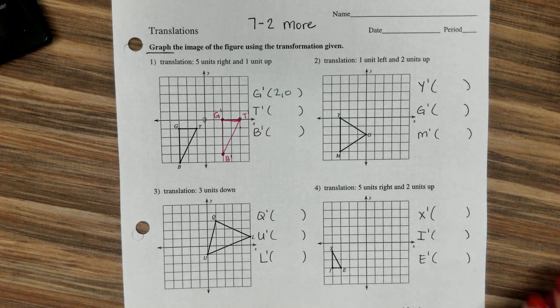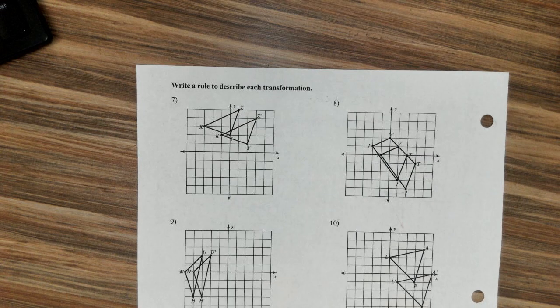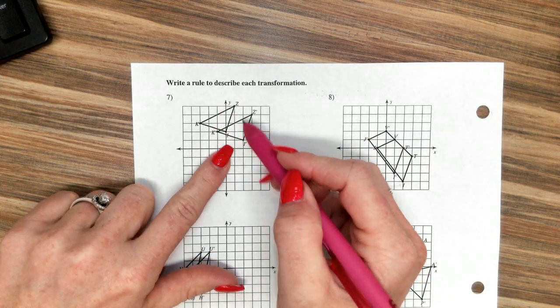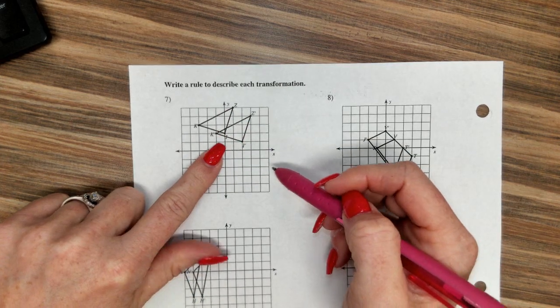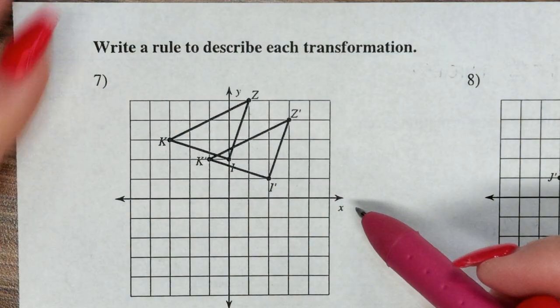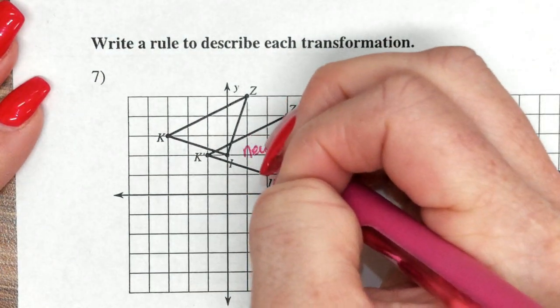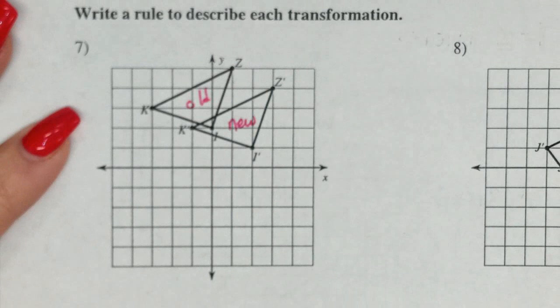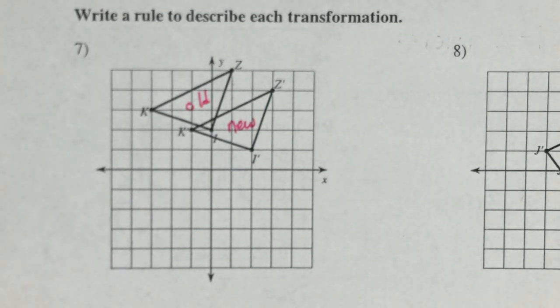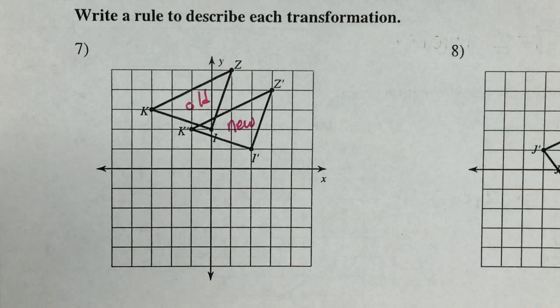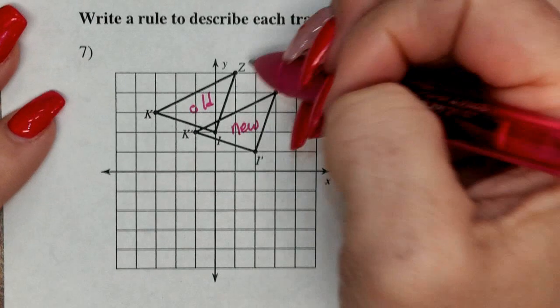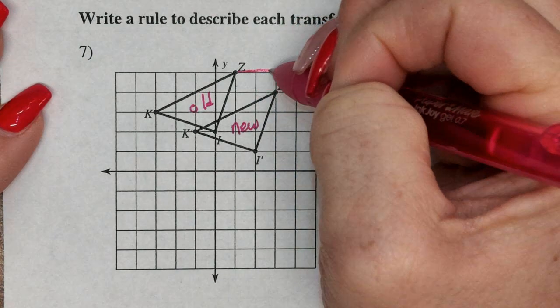Then when you get to the back, you're just writing a rule. So you're going to have to count. So everybody flip to the back real quick to number 7. All right, everybody look at number 7. Which one's the new shape and which one's the old? So this is new. This is old. I have to count. What did they do to get from the old Z to the new Z? So everybody count. From here to here, where did they go?